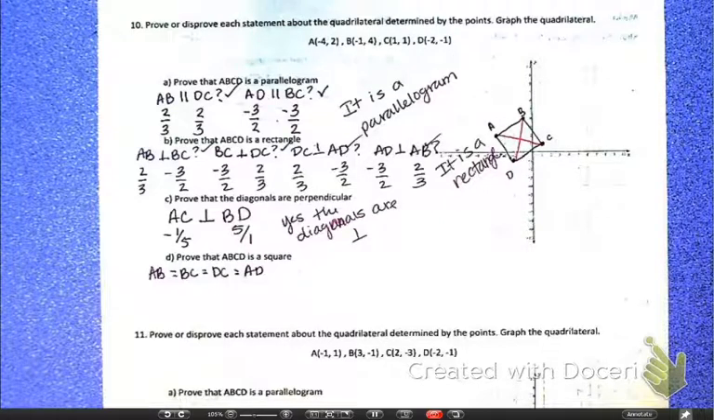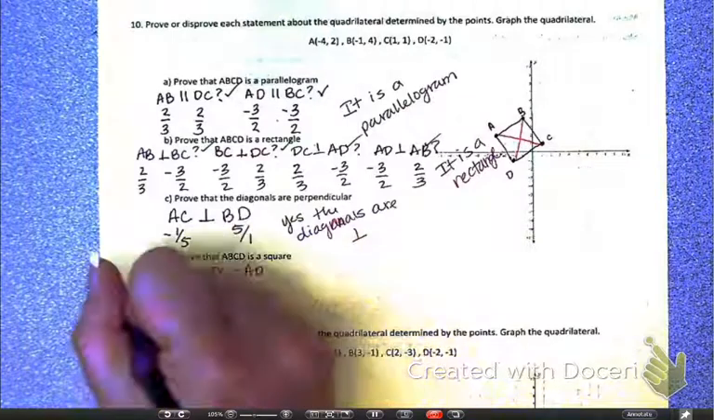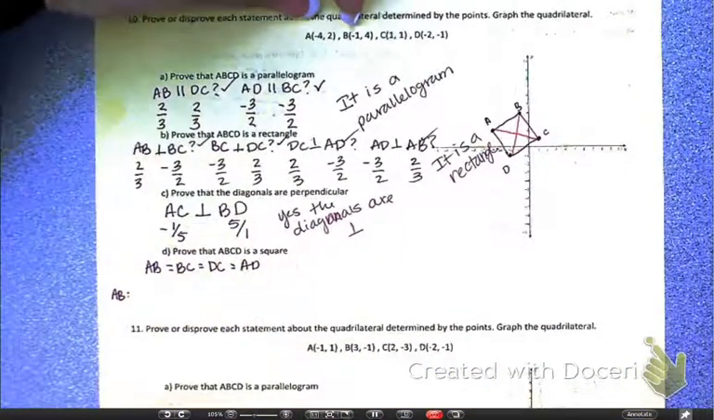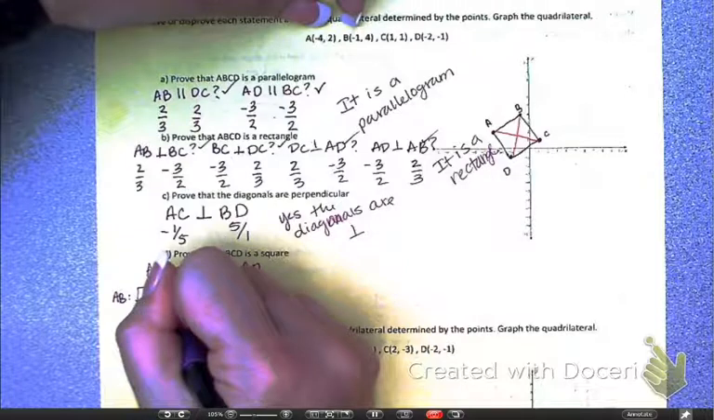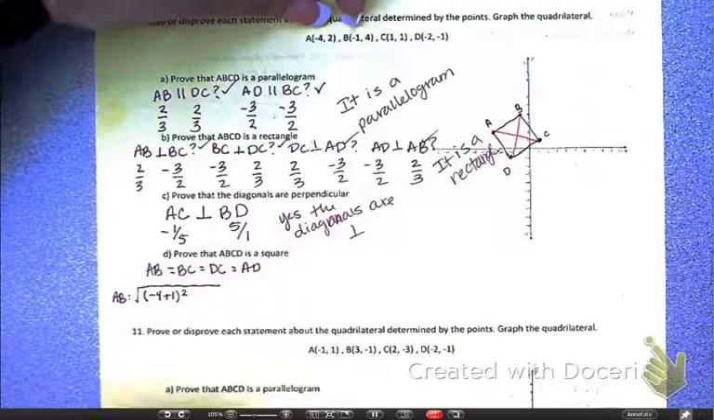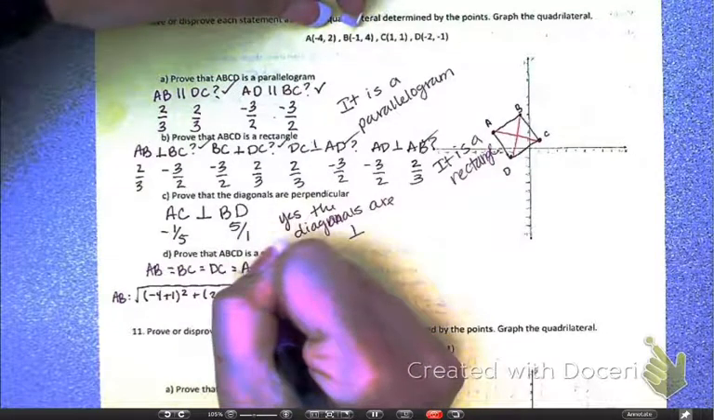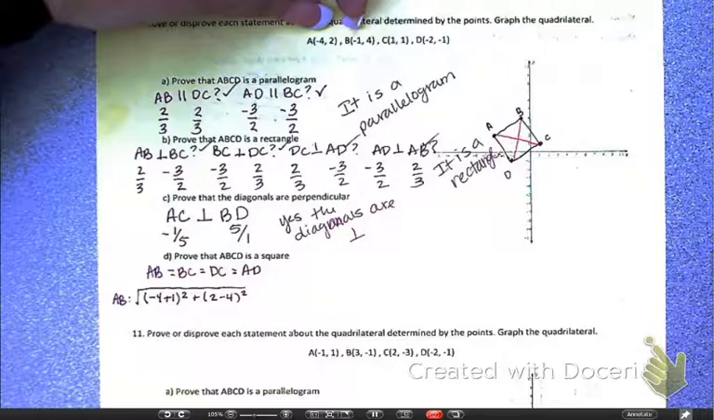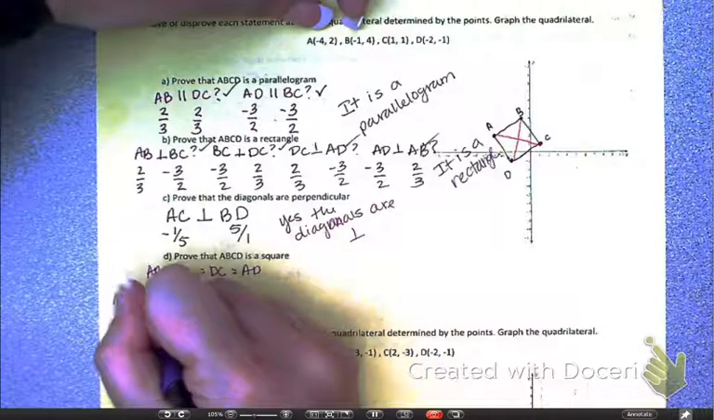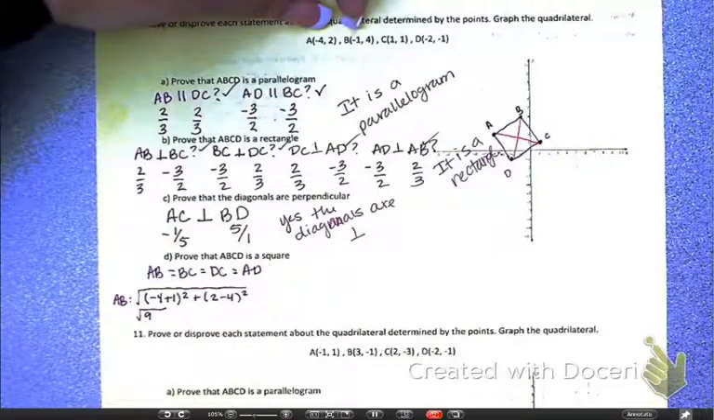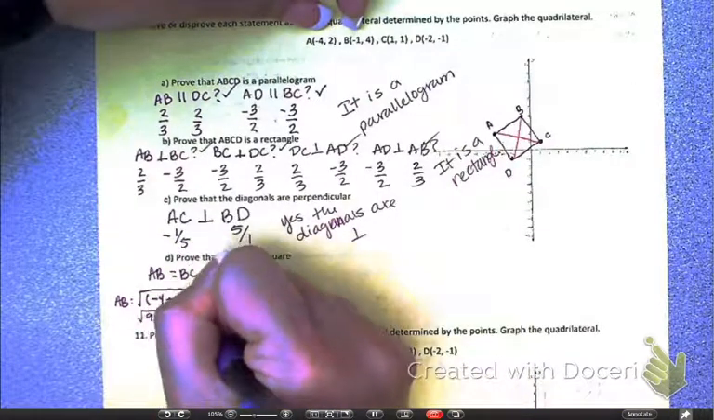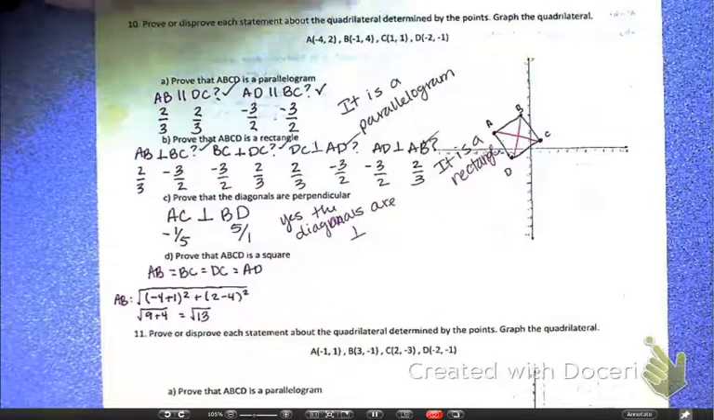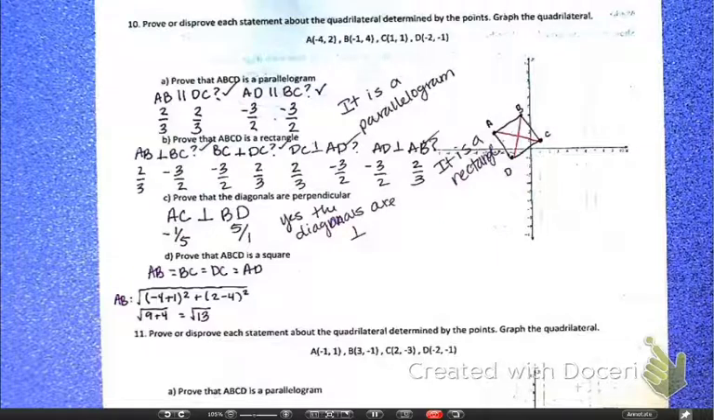And how do we find the length of a side? The distance formula. So let's start with AB. Okay, I'm going to use the points A and B up here and plug it into the distance formula. -4 minus -1 is -3, squared is 9. And then 2 minus 4 is -2, squared is 4, which gives me the square root of 13. Are we okay with that? Okay, I have to keep going.